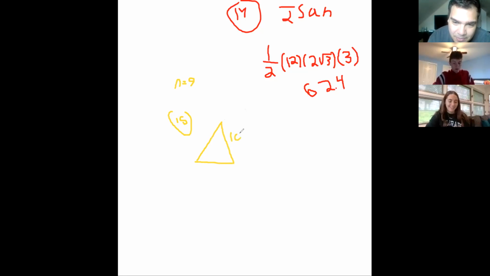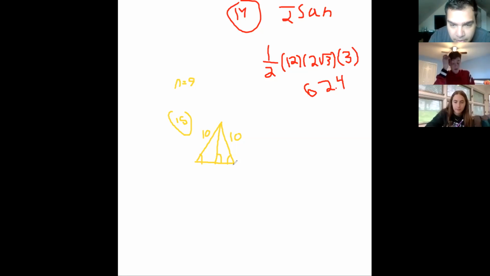Okay. So the sides of the triangles here are 10. Because they're isosceles, you know this angle is the same as this angle. Okay, so I'm going to cut this triangle in half. This half triangle will be the apothem of my shape, because it's like a bunch of little triangles on the side like that.